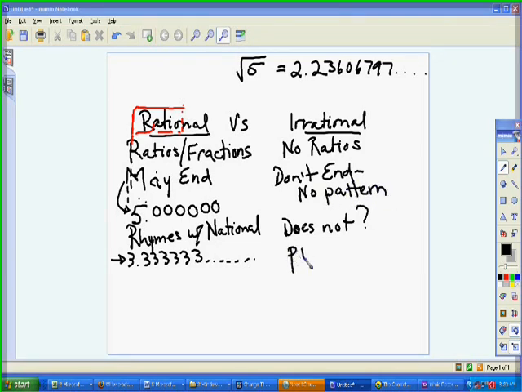Pi, what does pi equal? 3.14, what? 3.14157, dot, dot, dot. And I don't really know what's going to come next. So pi is definitely an irrational number. Yes. Okay, it doesn't repeat.